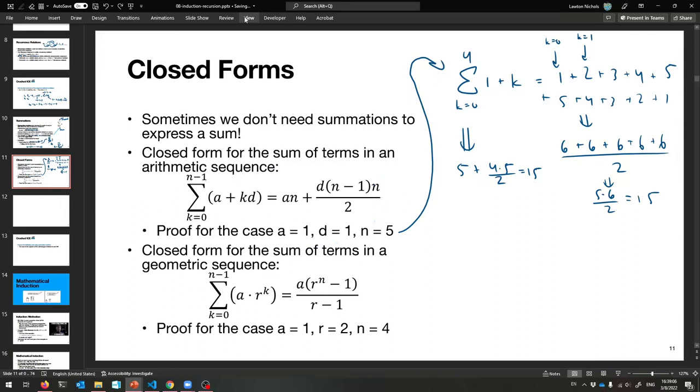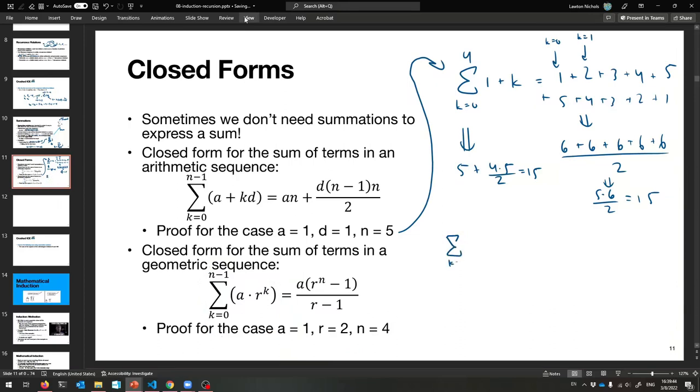It's nice to have. There's also a closed form that exists for geometric sequences. If you have a geometric sequence, you want to sum together all these elements, where it's just your starting element a times your ratio r to some power, because that's going to give you, for higher powers, future elements based on the initial value of a. This is the closed form. It's that fraction. So let me prove this summation closed form to you for a equals 1, r equals 2, and n equals 4.